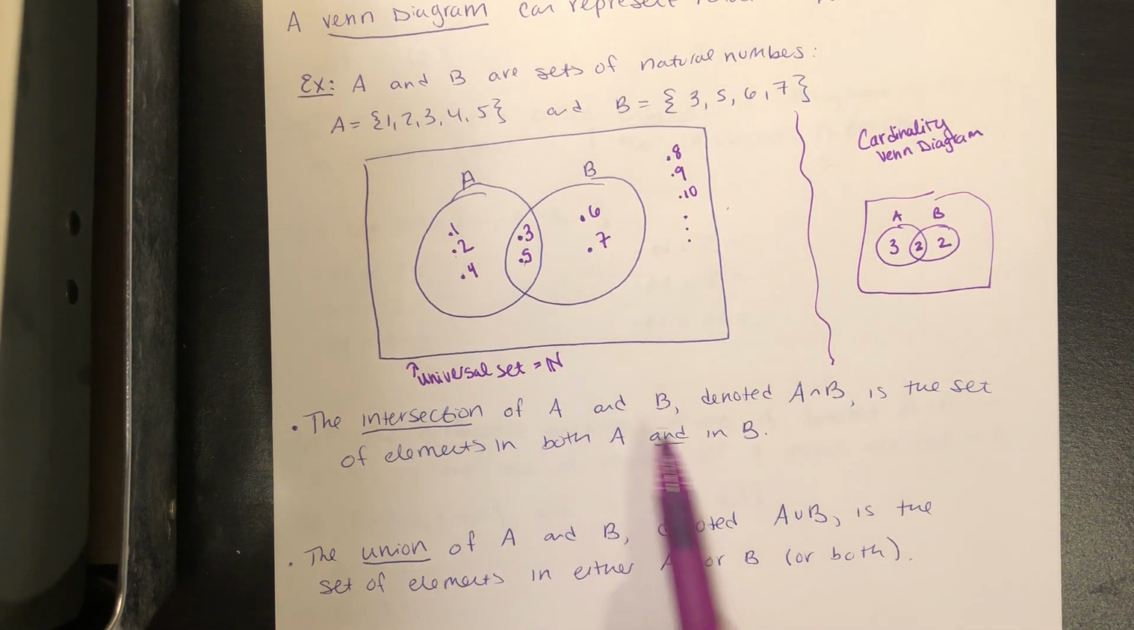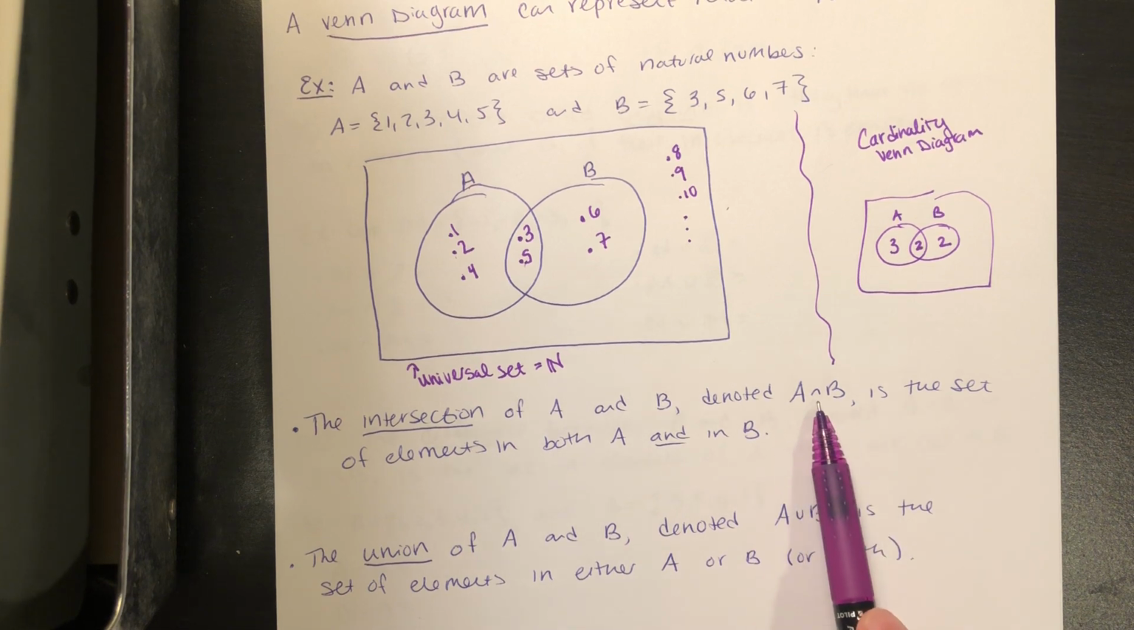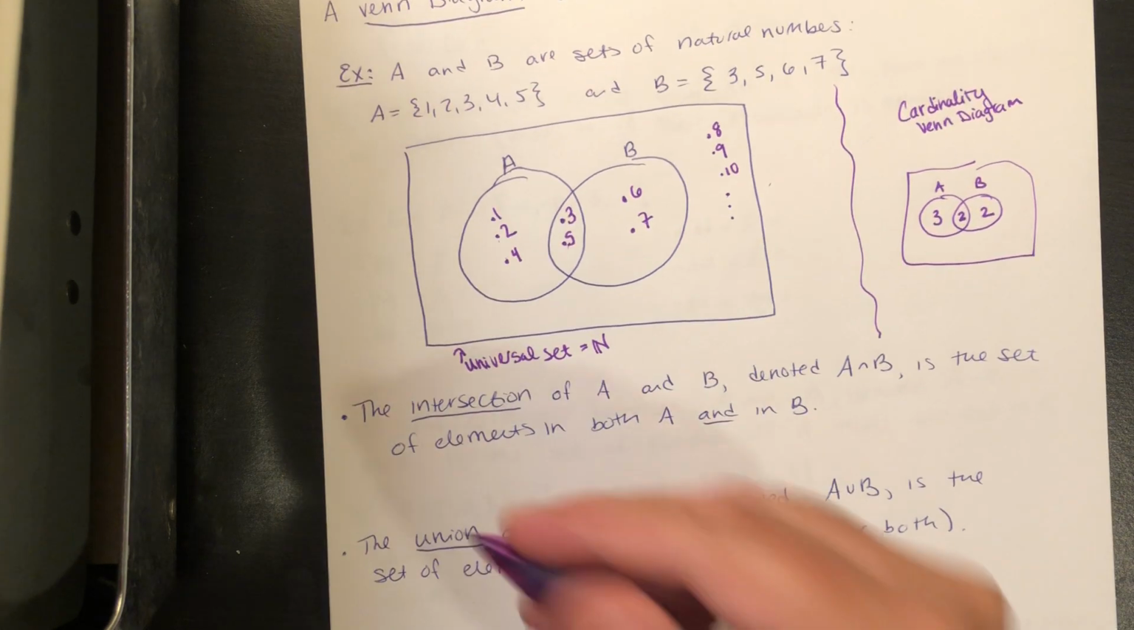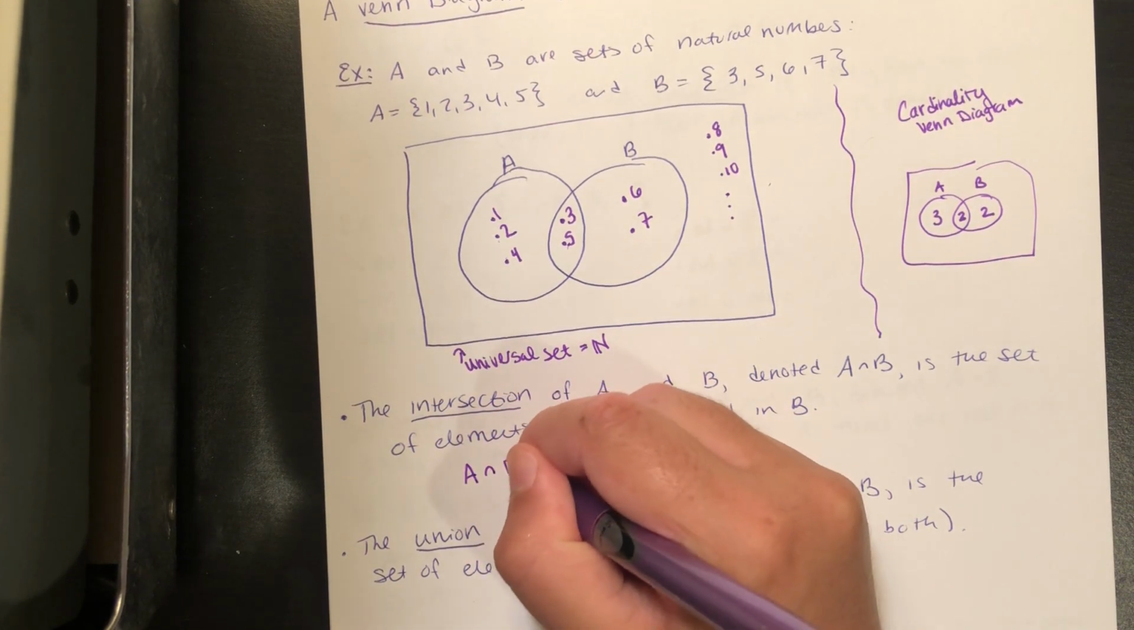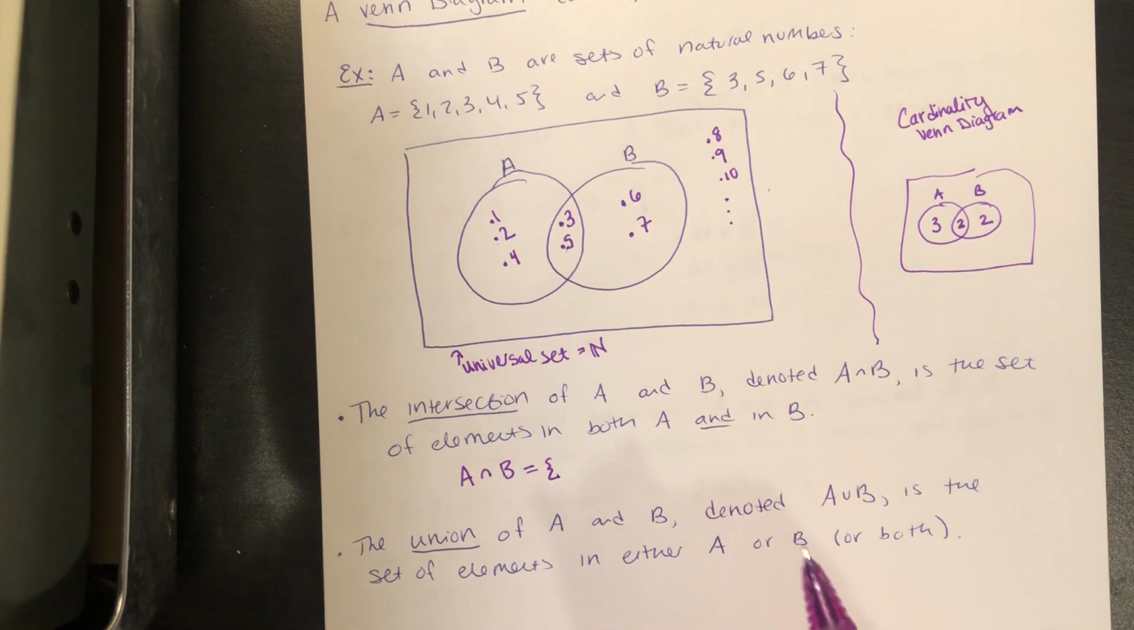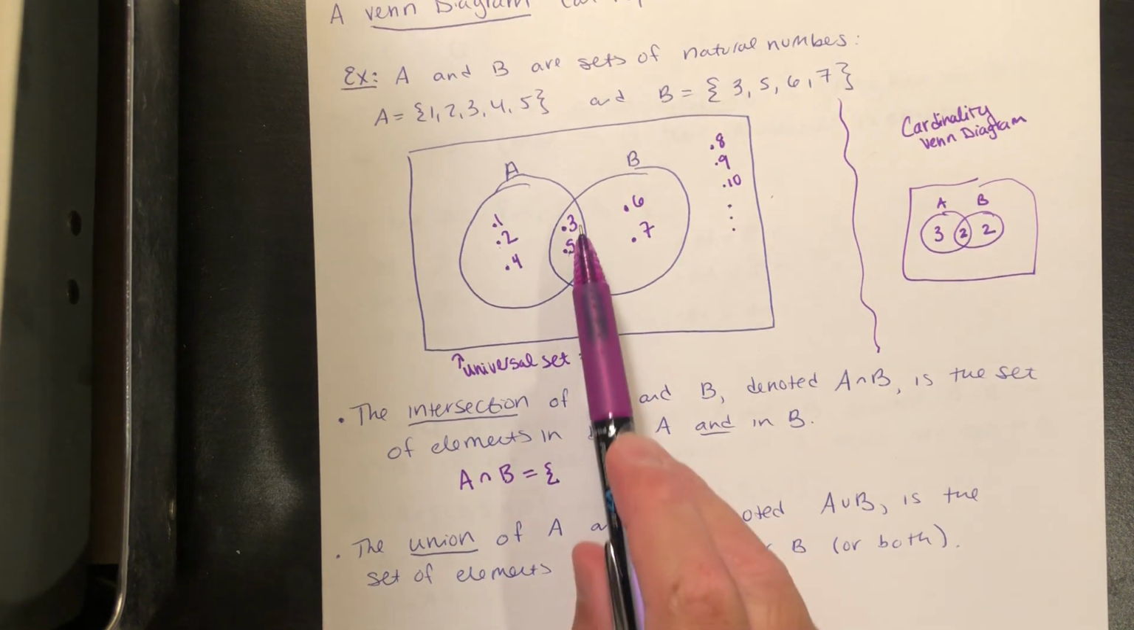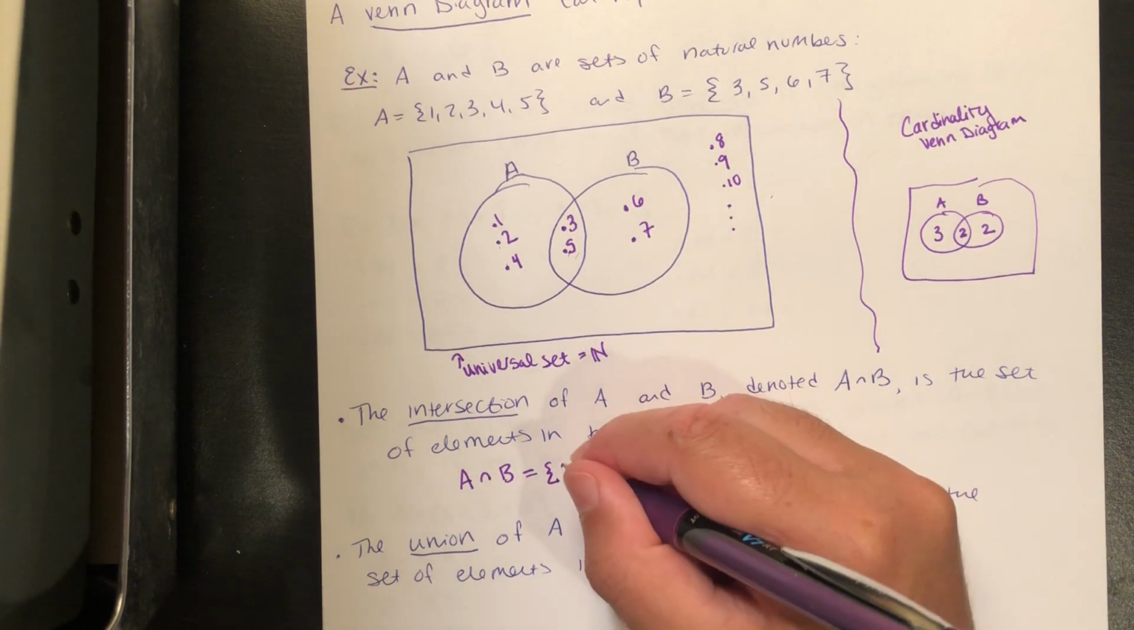So we say the intersection of A and B, which we denote A intersect B, so this is a sort of an upside down U symbol. That's the set of elements that are in both A and in B. So in our particular example up here, A intersect B would be the set containing the things that are in both A and B. That would be the elements 3 and 5.